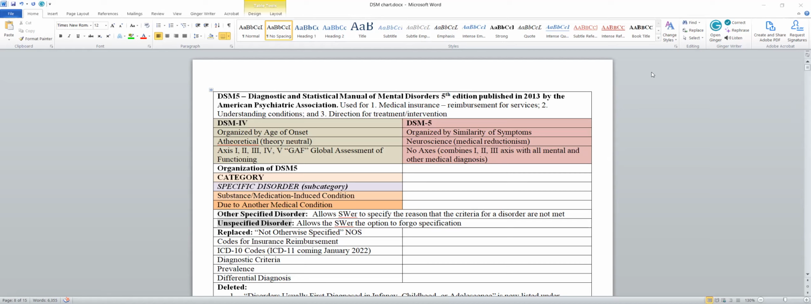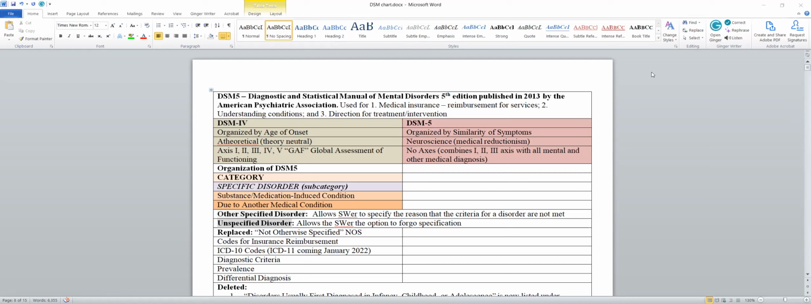So the DSM-5, Diagnostic and Statistical Manual of Mental Disorders, 5th edition, was published in 2013 by the American Psychiatric Association. It's used for medical insurance, reimbursement for services, understanding conditions, and direction for treatment and intervention.